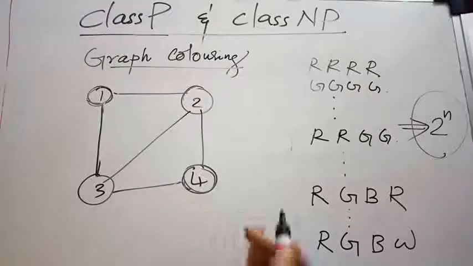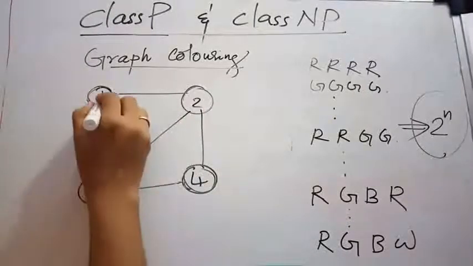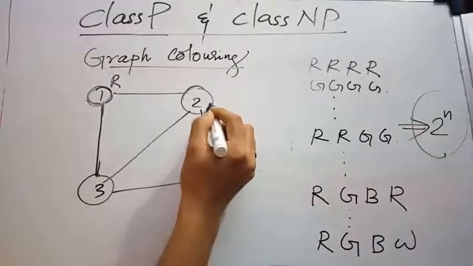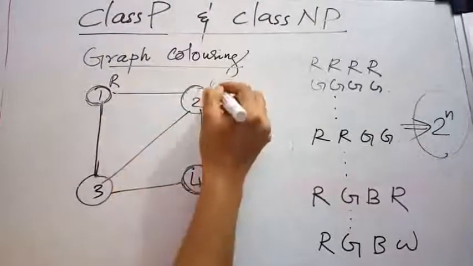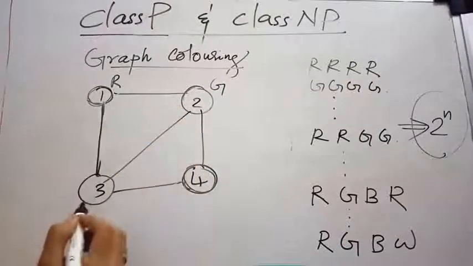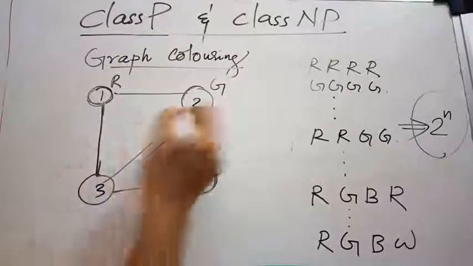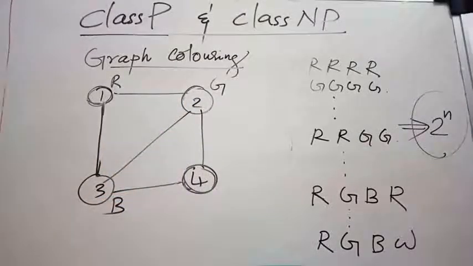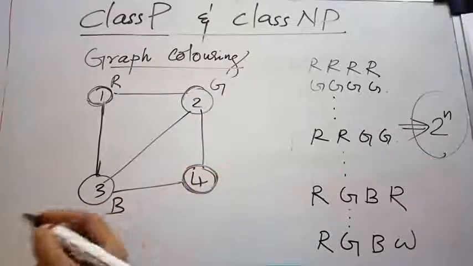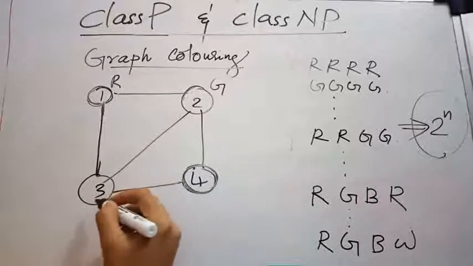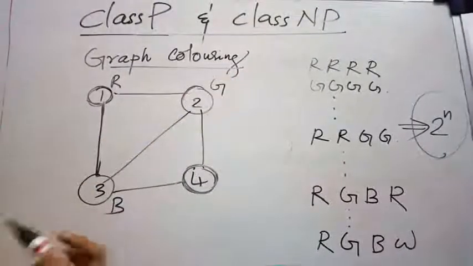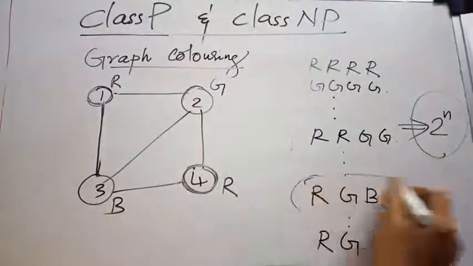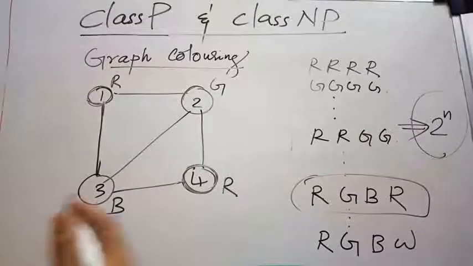So how can we color this graph? Suppose we start with red color in the first node. We cannot color node 2 with red color, right? So suppose we take it as green, right? Looking at node 3, we cannot take red and green because both the nodes are adjacent. So we have to take some other color, right? And for node 4, nodes 3 and 2 are adjacent, so we cannot take black and green, right? But we can take what? Red. So this is a combination. So this is actually a solution, right?